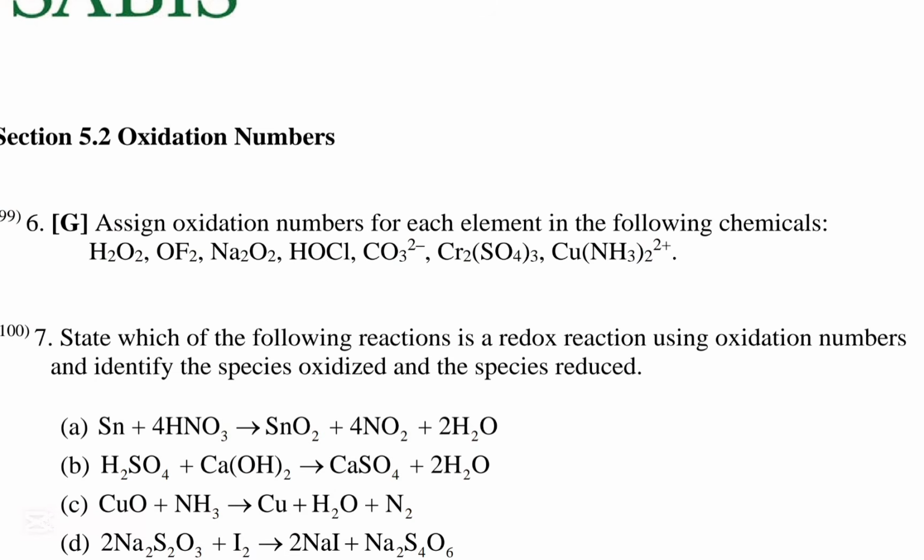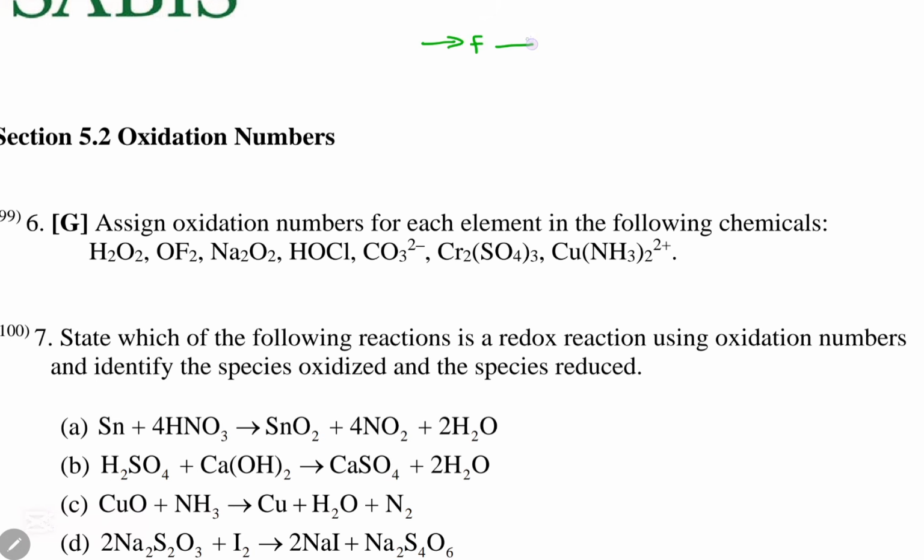What does it say? It says, okay, question number 6. Assign oxidation numbers for each element in the following chemicals. Here I need to focus because I'm going to be explaining a general summary. So I'm not going to explain the things that you know already. For example, the sum of a neutral compound is going to be 0. The sum of oxidation numbers is 0. I'm going to go straight to what you should pay attention to.